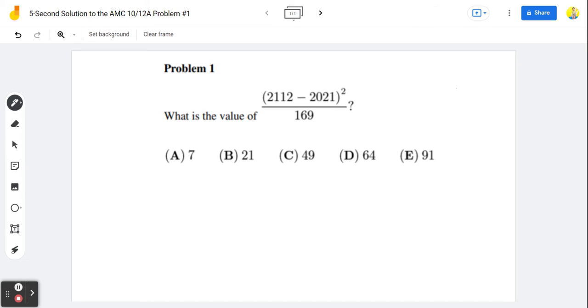Here's a 5-second solution to the AMC 10/12A problem number 1. What is the value of (2112 minus 2021) all squared over 169?